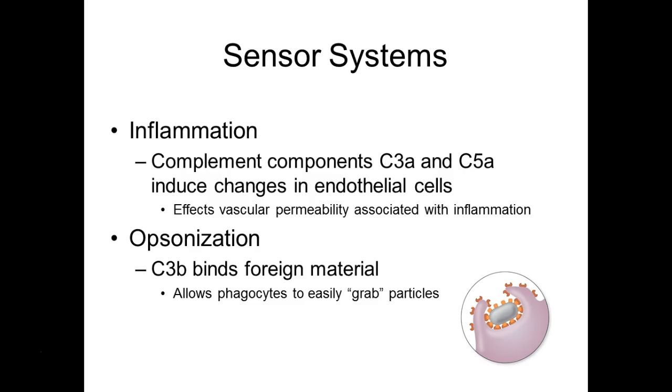And C3b is the opsonizer. It's tagging for destruction. So as you see in this picture, as we've seen before, those little orange squares represent C3b binding to the surface of the bacteria. And then notice there are receptors specifically for C3b on our phagocytic cells, on our macrophages, our neutrophils, our dendritic cells. So they can grab, they can recognize, and they can attach.